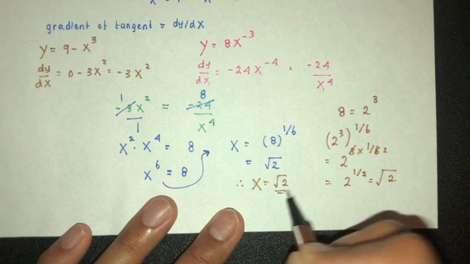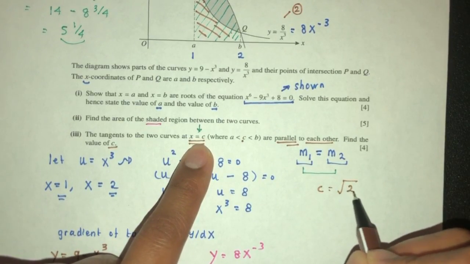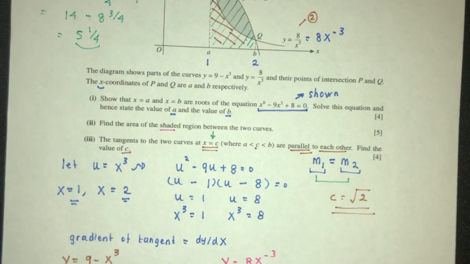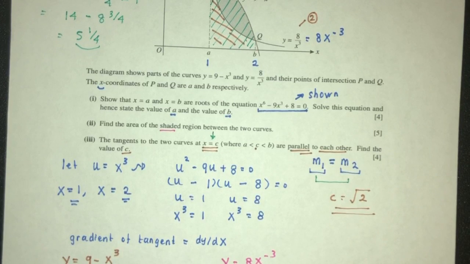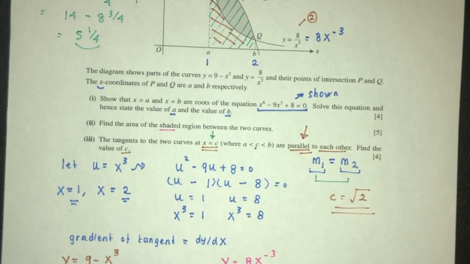So hence, the value of c here was root 2. Okay. And that will be your question, part 3. Well, we have to use the understanding that a tangent is the same thing as dy by dx. And this is the same value. So parallel means they have the same value, or they are equal to each other.